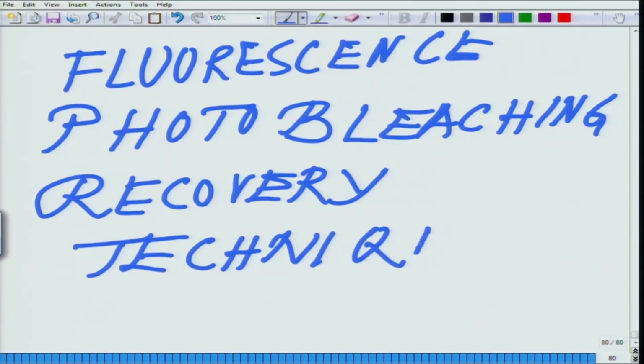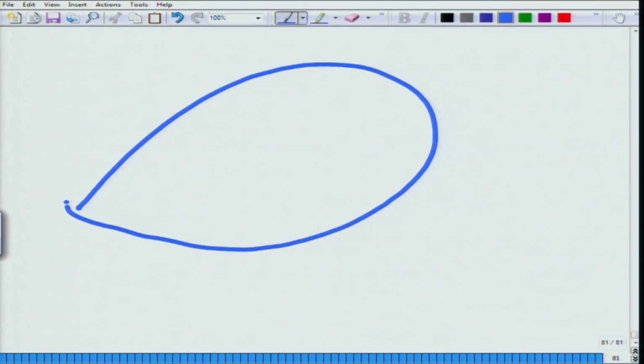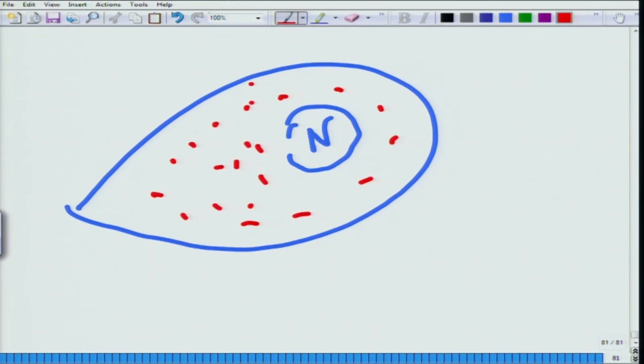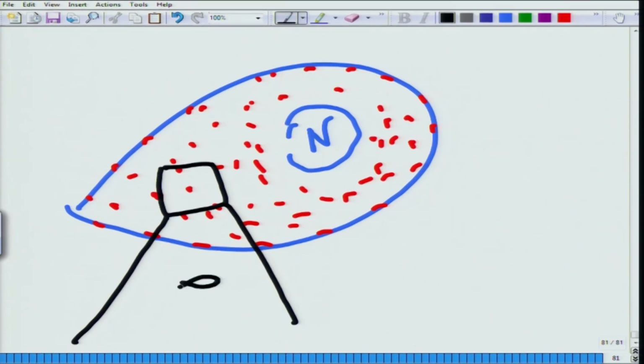This is a very interesting technique. Say for example, I have a cell like this. In this cell, this is the nucleus and all those things, and this is the membrane. On this cell, what I do? I tag it with some kind of a fluorescent probe. So, these are the fluorescent probes. These are fluorescing. Then what I do? I pick up one spot. Say for example, I pick up this spot and I put my microscope at this spot. Here is my microscope, I am seeing this spot.